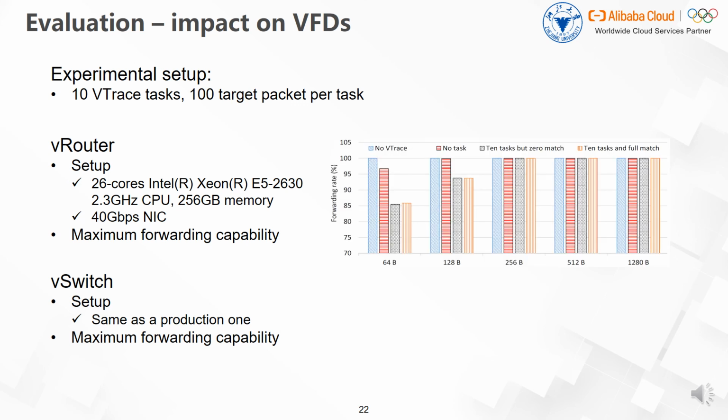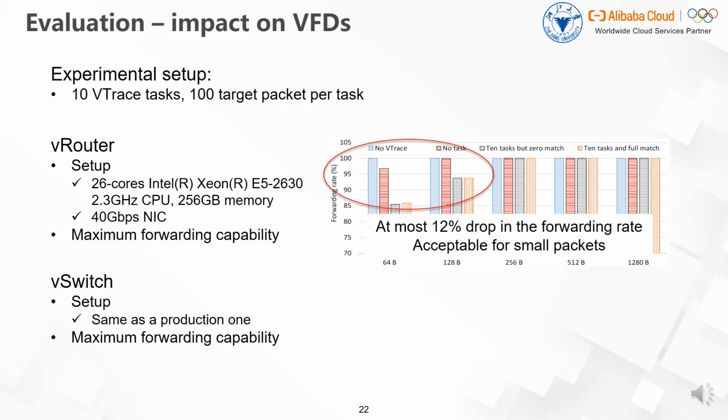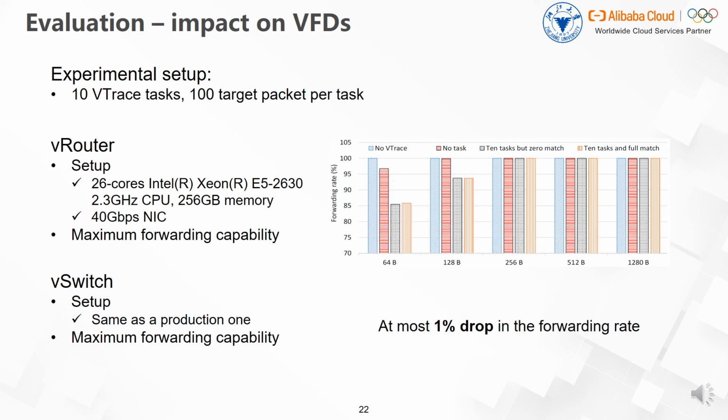For vRouters, we found that there is almost no drop in the forwarding rate for packets over 256 bytes. And for packets smaller than 128 bytes, there is at most 12% drop in the forwarding rate. This is acceptable for small packets. And the packets in the business traffic usually have a packet size larger than 256 bytes. For vSwitches, we also found that there is at most 1% drop in the forwarding rate only, which means that the impact of VTrace on forwarding performance is acceptable.